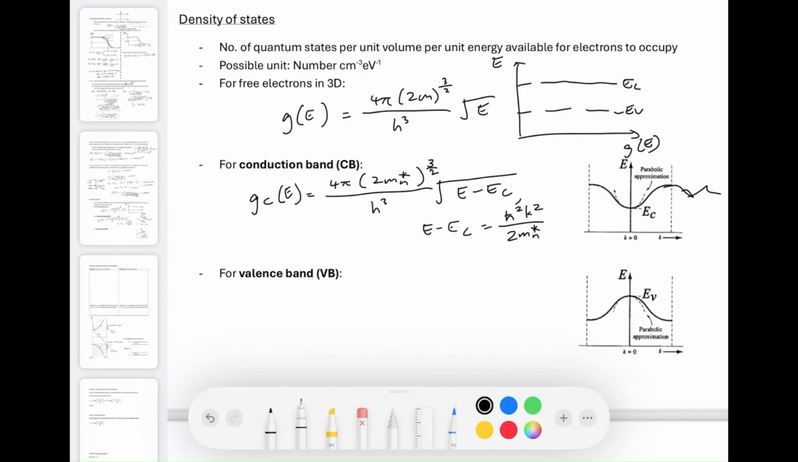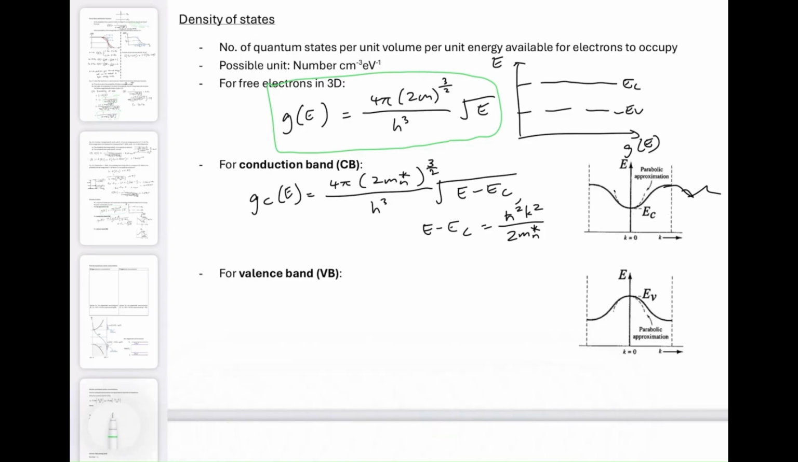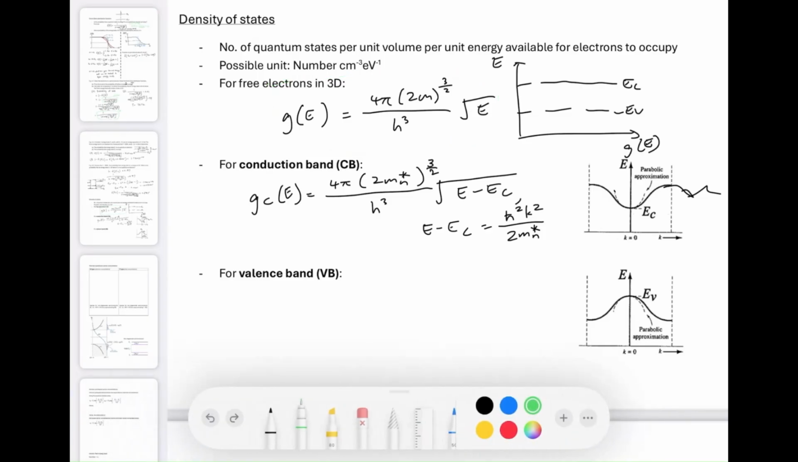Where this equation comes from is not part of this video series. This requires quantum mechanics. If enough people ask, I'll make another video on that. But in this module, you are given this equation. You don't have to derive it, so you can just take this equation as it is.